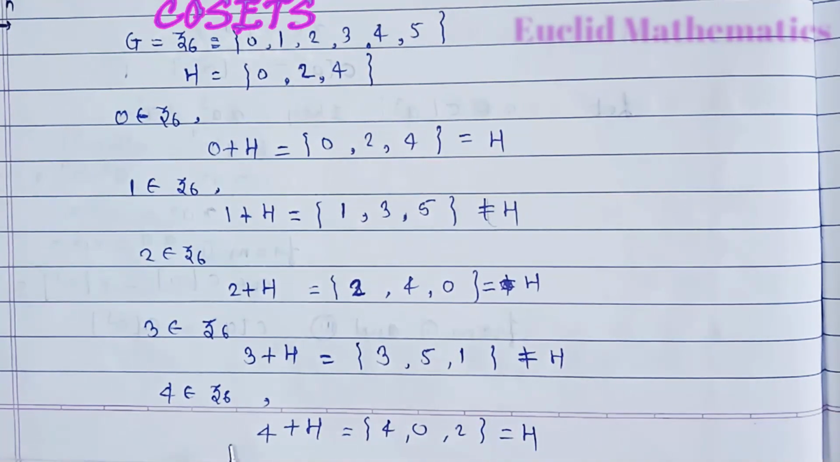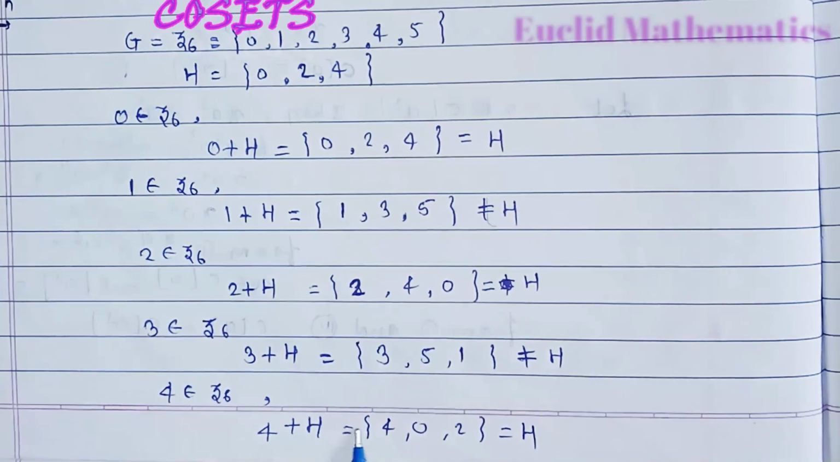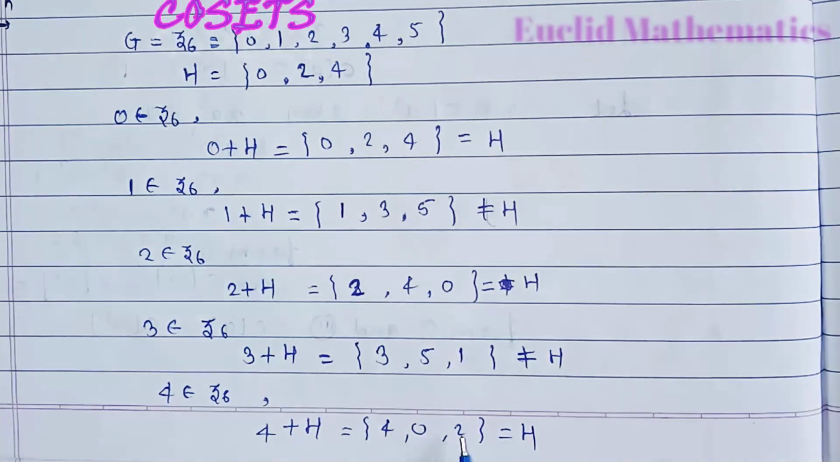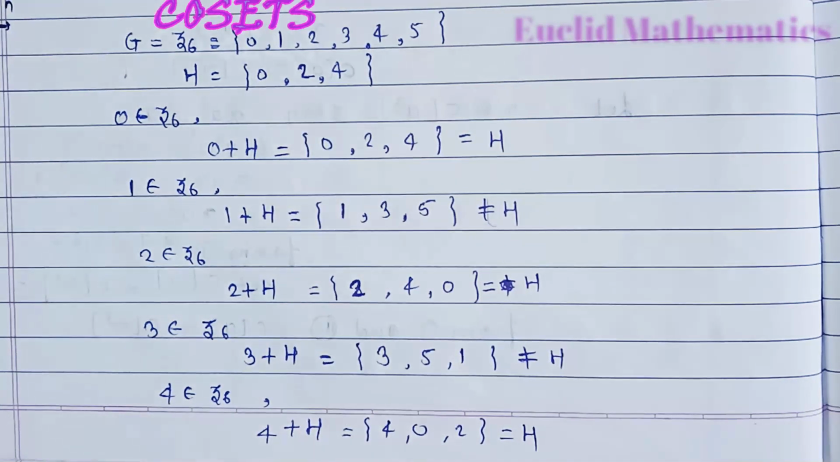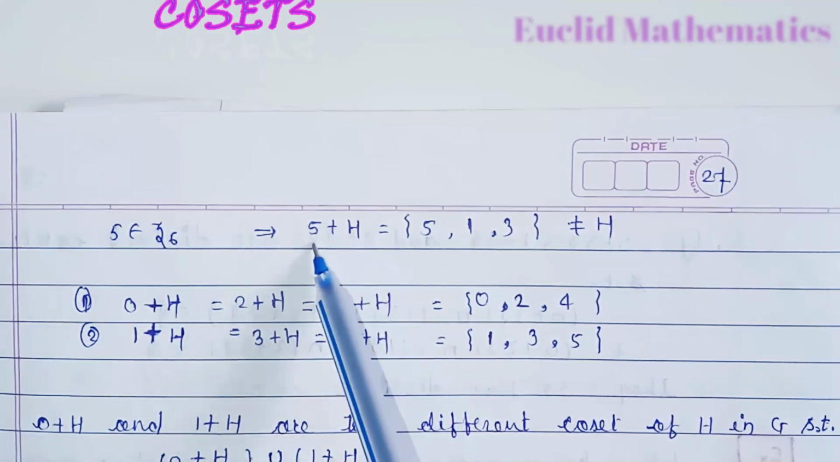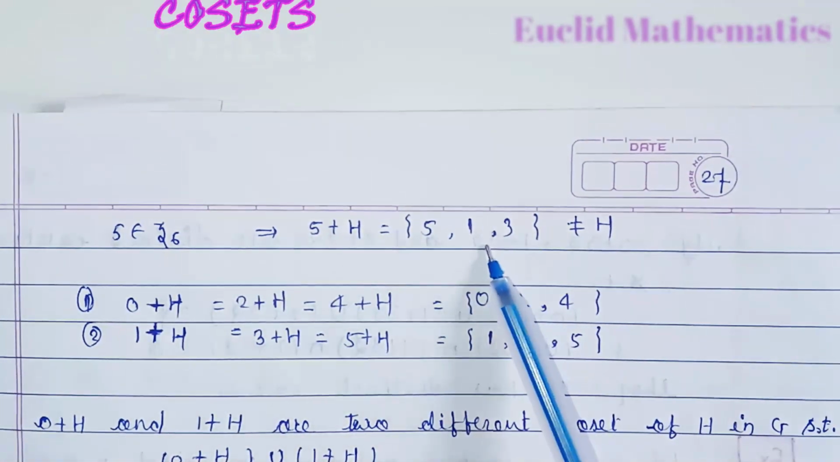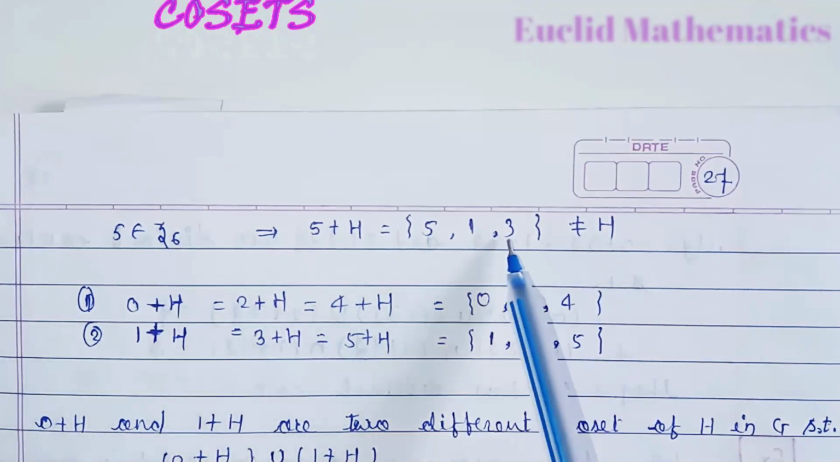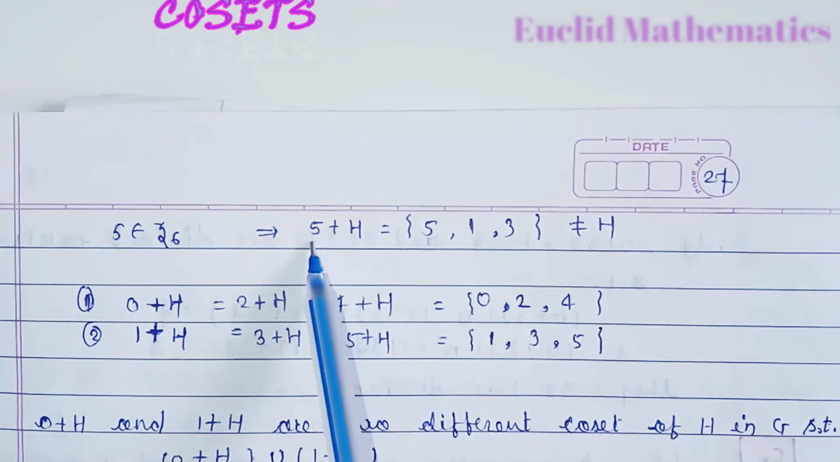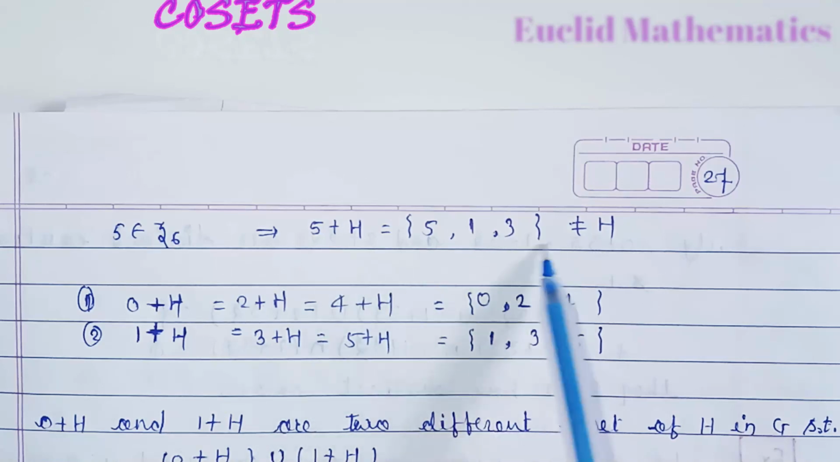Let's go for the fourth element. 4 belongs to Z6, so 4 plus H: 4 plus 0 is 4, 4 plus 2 is 6, which means 0, and 4 plus 4 is 8, which under Z6 is 2. So this one is the next coset. Now let's go for the last remaining coset, for the element 5. Add 5 to 0, 2 and 4 of our subgroup. 5 plus 0 is 5, 5 plus 2 is 7, which means 1, and 5 plus 4 is 9, which means 3. So the coset is 5, 1, 3, which is not equal to the subgroup.